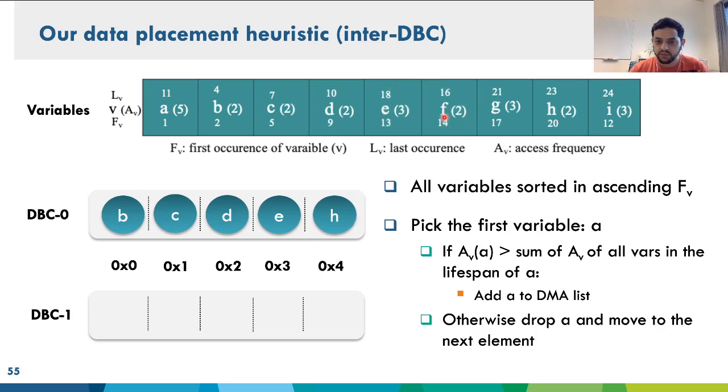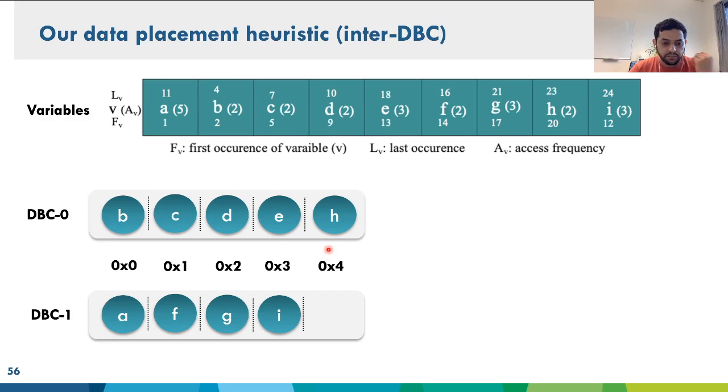We compare the access frequency of F to G, which is less. But we dropped F already. You cannot place F here because then it interferes with E, so it's not disjoint anymore. So we go to G. G is not inside the lifespan of E, so it's not disjoint. The next disjoint variable is H, and we pick H and put it in the DBC dedicated for disjoint memory accesses.